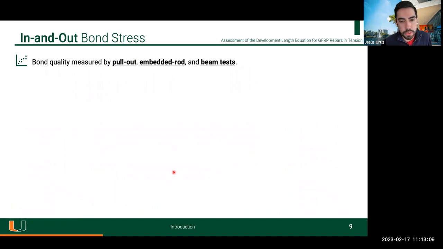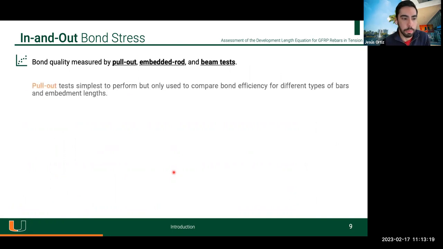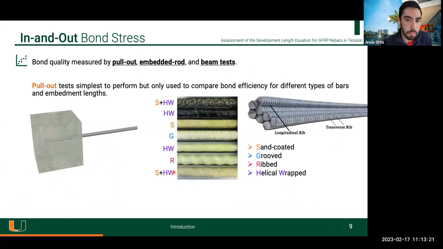There are different ways to determine the bond quality of rebars to concrete. You could run different tests: pull-out tests, embedded rod tests, or beam tests. The pull-out tests are the simplest, but they are typically only used to compare the bond efficiency, because the concrete is always in compression. You don't have any cracks, so it's not the reality of what you usually have in a beam.